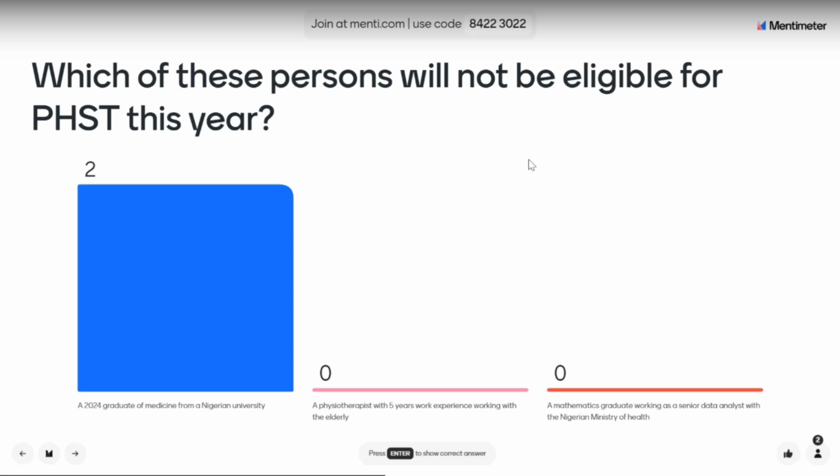Any more responses? Are some people not sure what the answer is? Okay, one or two more responses to go. Okay, is anybody confident enough to explain the reason why everybody has chosen that is the 2024 medical graduate? Is anybody happy to quickly explain, and then we'll go on to the next slide?